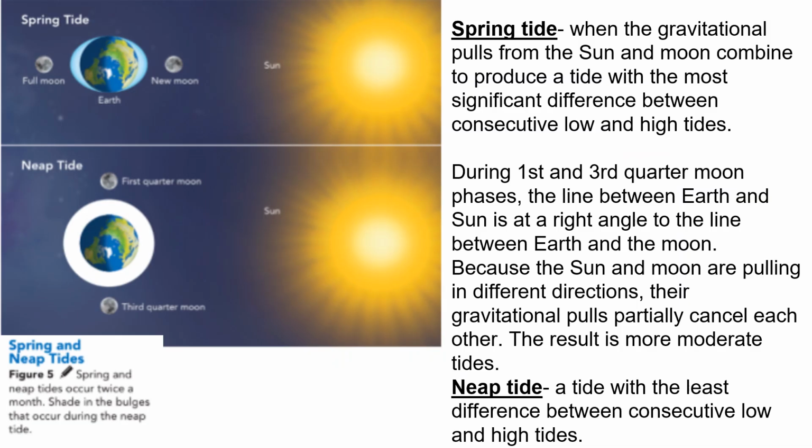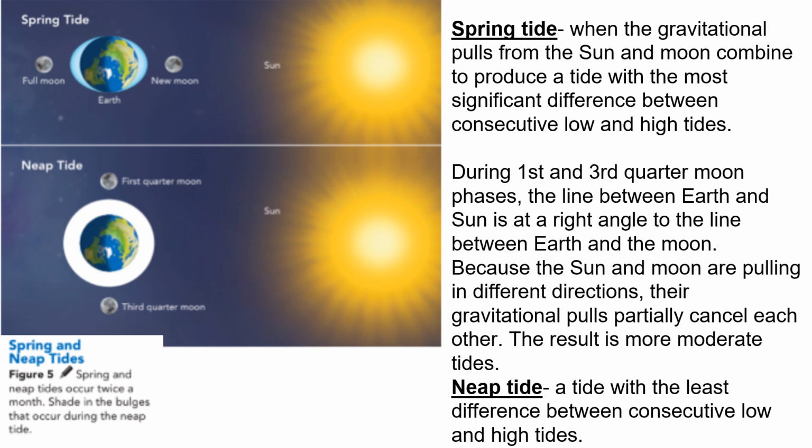All right, spring tide. When the gravitational pulls from the sun and moon combine to produce a tide with the most significant difference between consecutive low and high tides. During first and third quarter moon phases, the line between Earth and the sun is at a right angle to the line between Earth and the moon. Because the sun and moon are pulling in different directions, their gravitational pulls partially cancel each other. The result is more moderate tides.